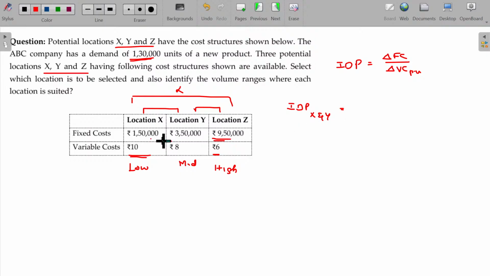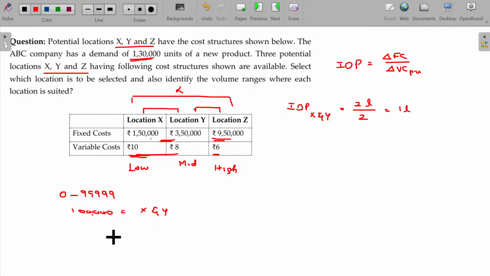In this case, the difference in fixed cost being 3.5 lakhs and 1.5 lakhs, 2 lakhs is the numerator value. And the difference in variable cost is 10 minus 8, 2 rupees. So 1 lakh units. From this it is very clear: 0 to 99,999, and at 1 lakh, X and Y both will be suitable.